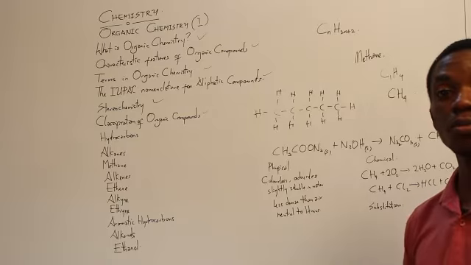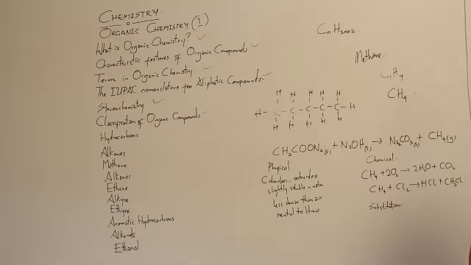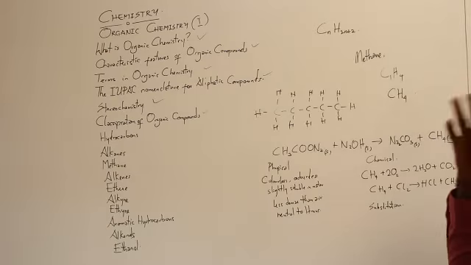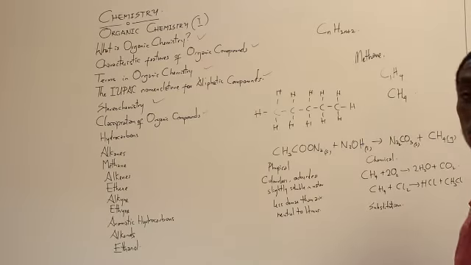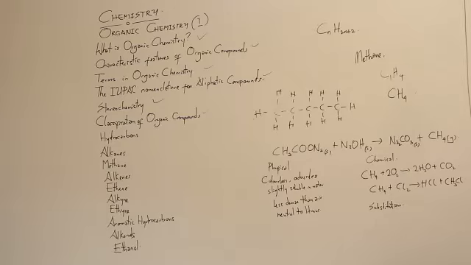Methane can be produced in the laboratory by reacting a salt, which is sodium ethanoate, with sodium hydroxide. When we react it, what we would have is sodium carbonate, that's sodium trioxocarbonate(IV), and methane gas would be liberated. Let's discuss more about methane.